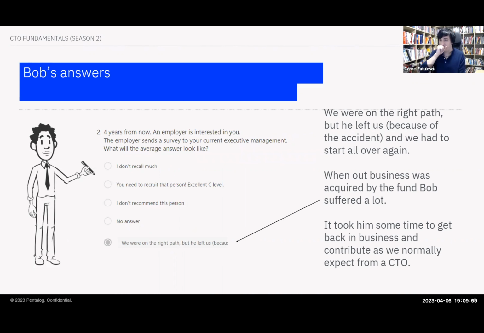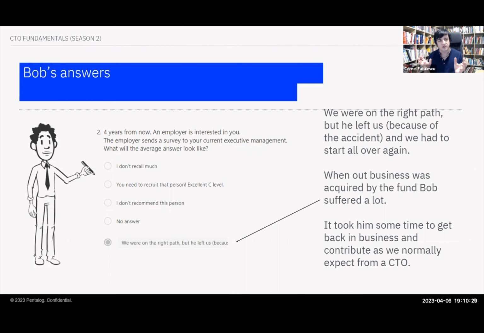Then, the second question, Bob answers something very interesting. He says that as the executive leadership would answer, he imagines this. We were on the right path, but he left us, of course, because of the accident. It was not intended. And we had to start all over again with someone new. So not very happy, not good memories from this perspective. When our business was acquired by the fund, Bob suffered a lot.